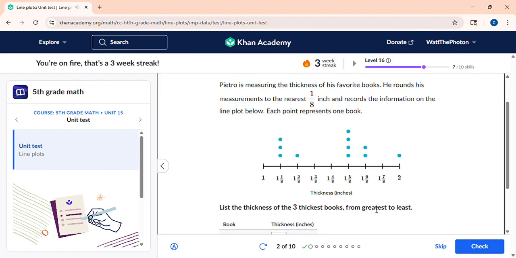Pedro is measuring the thickness of his favorite book. He rounds his measurement to the nearest 1/8 inch and records the information on the line below. Each point represents 1 book. List the thickness of the 3 thickest books from greatest to least.